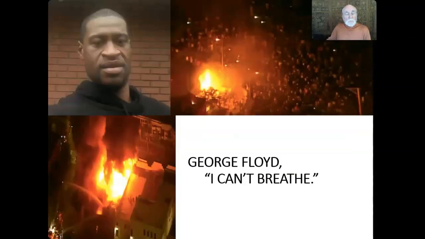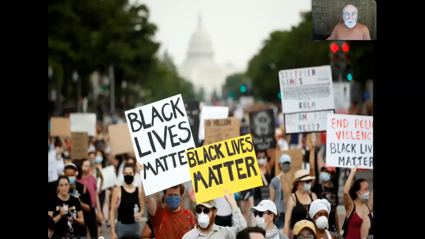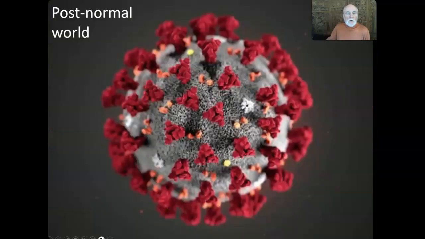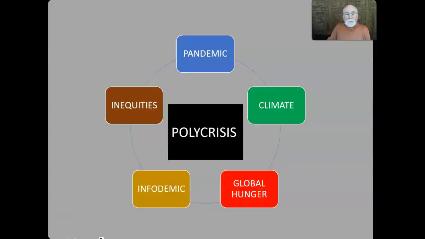At the same time, George Floyd was murdered here in Minnesota, where Charmaine and I live, and the Black Lives Matter movement and social justice movement worldwide was reignited and accelerated. And so together, these crises come together into creating a post-normal world that we're not going to go back to business as usual. It's what's being called a polycrisis, multiple overlapping crises.